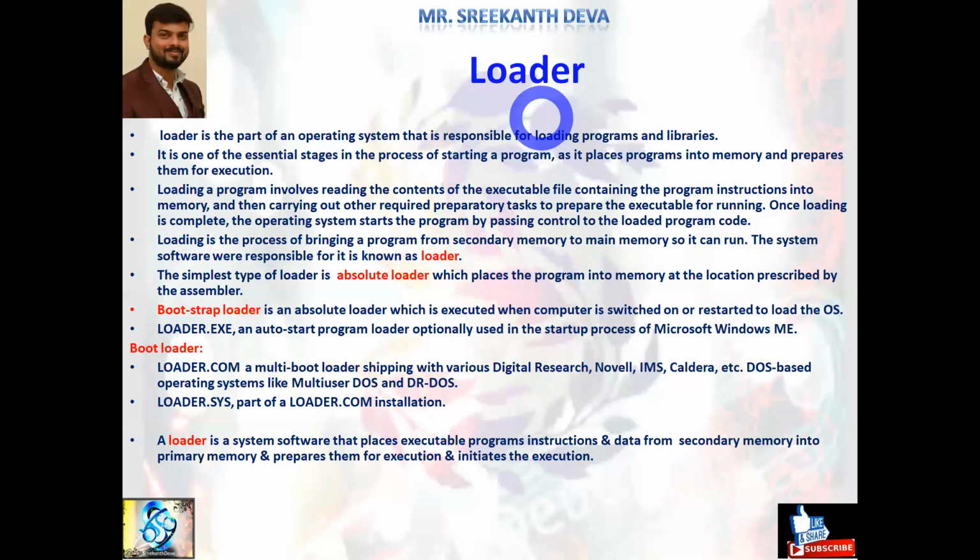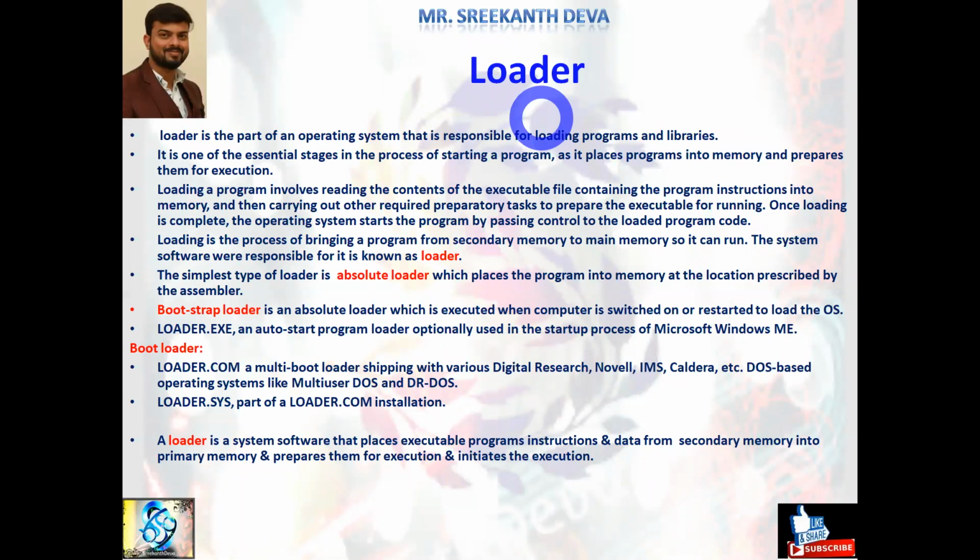Loading a program involves reading the contents of the executable file into memory. Once loading is complete, the operating system starts the program by passing control to the loaded program code. All operating systems that support program loading have loaders. In many operating systems, the loader is permanently resident in memory. A loader is a system program that accepts object programs, prepares them for execution, and initiates the execution.